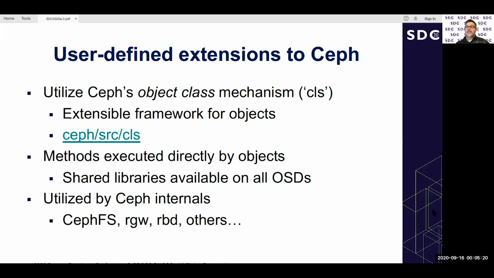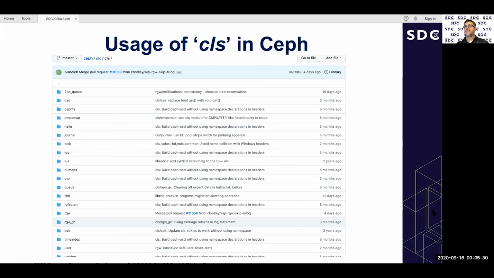And again, the CLS classes are utilized by Ceph internals. This is an existing interface inside Ceph. For instance, CephFS and RADOS Gateway and others actually use CLS quite a bit, so it's a robust interface. Here's a quick picture of the tree. It's pretty active. This was just from a week or two ago. And you can see, as I mentioned, there's CephFS, there's journaling, there's a Lua interface also. There's RBD, and each of these represents a class, and inside that folder is the class and its associated methods. We'll get into this a little bit more. There's also an SDK for users to develop their own object classes.